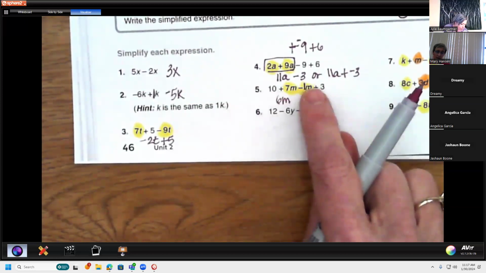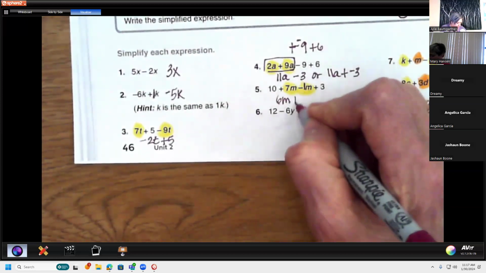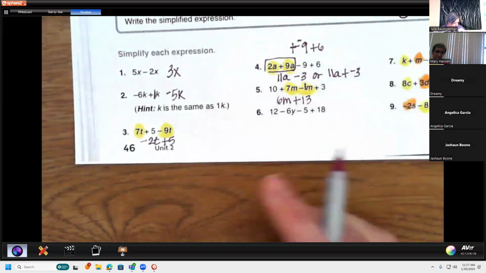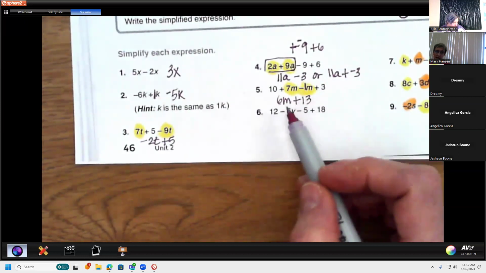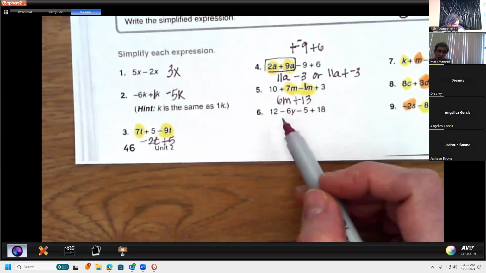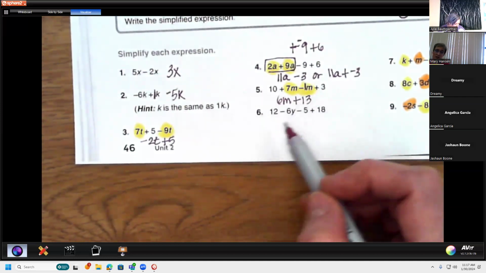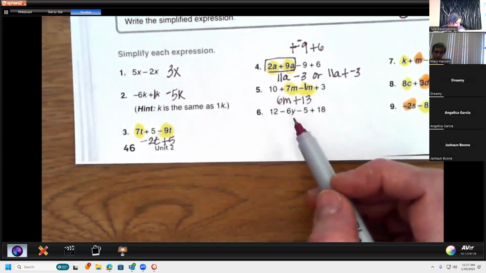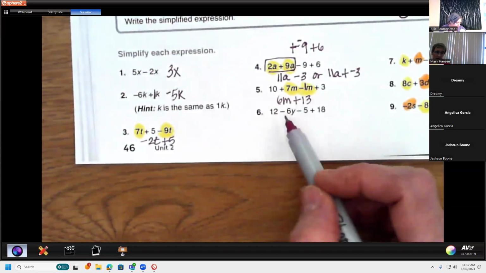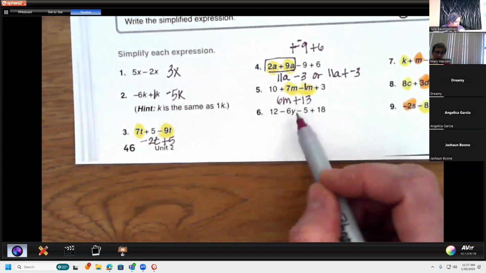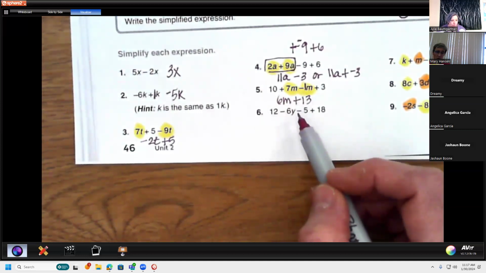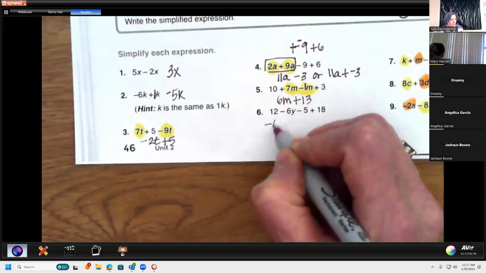And then 10 plus 3 is 13. I can't combine the 6M and the 13 because one has an M and one doesn't. So that's all I can do until I know what M is. The number 6, there's only this minus 6y. There's no other y. So that minus 6y is going to stay.